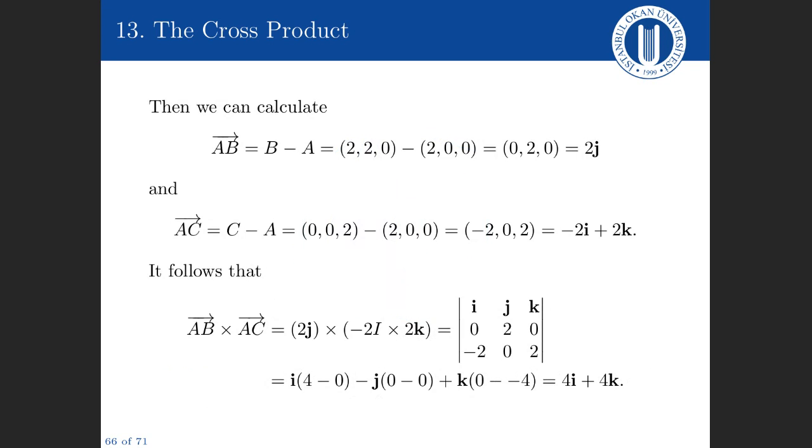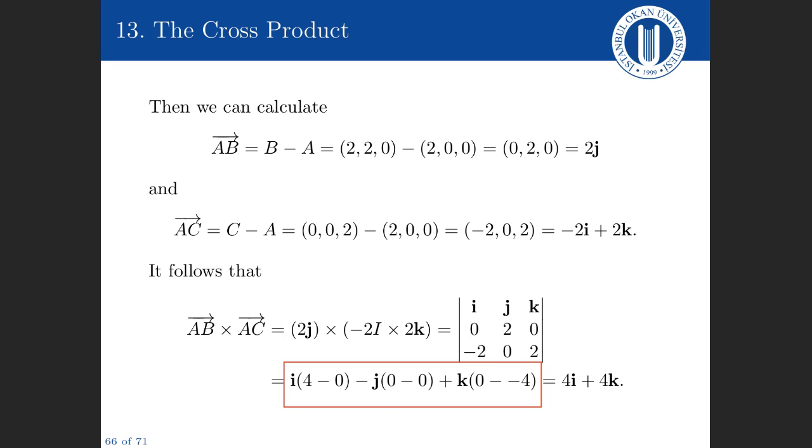So, first of all, AB is 2j, and AC is minus 2i plus 2k, as you can check. Then we can calculate AB cross AC. If you understand determinants, you might use this formula. If you don't understand determinants, then use the formula which I've given in the lesson earlier today.